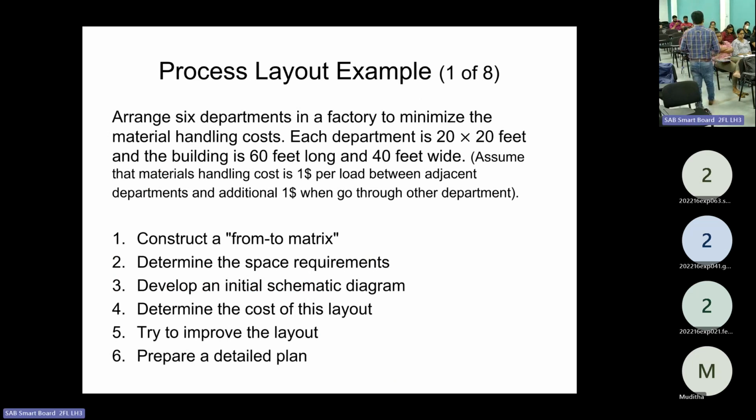This is an example that helps us understand this technique. Now, in an exam question or an example like this, all such information will be given. All the required information will be given. But as managers, when you want to come up with a layout plan that is suitable for your department, your operation, you will have to gather such information. You'll have to create such information.